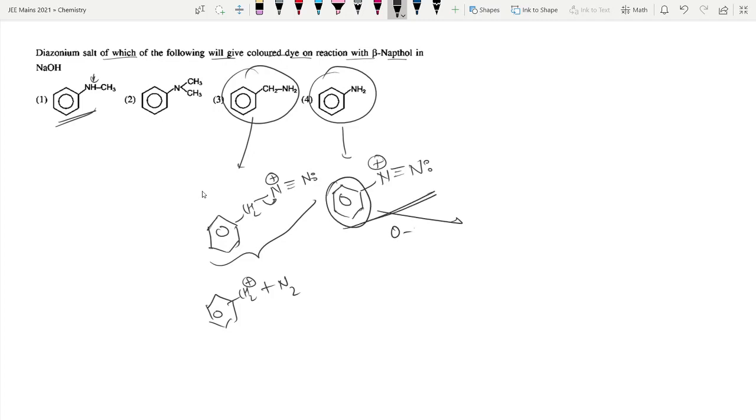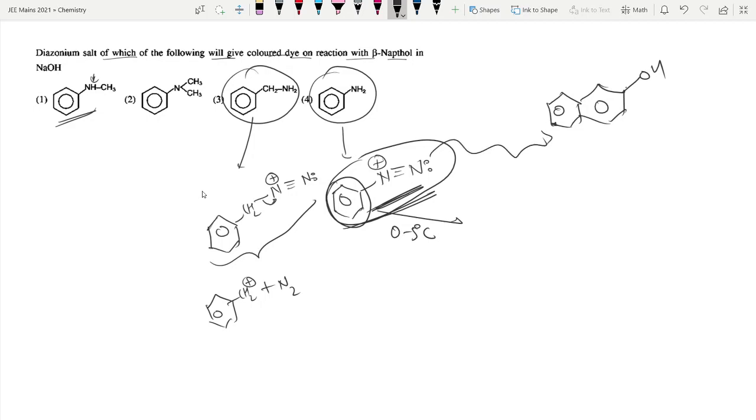So this can be made stable under 0 to 5 degrees C temperature, and then you can use this whole diazonium ion as an electrophile, without the nitrogen leaving, and make it attack on the beta naphthol. Beta naphthol is naphthalene with alpha and beta positions, and the alcohol, and it can attack at one of the activated sites wherever it can, and you can get a colored dye in which you will get extended conjugation. So I think you will get a final product something like this. I think this one is activated.